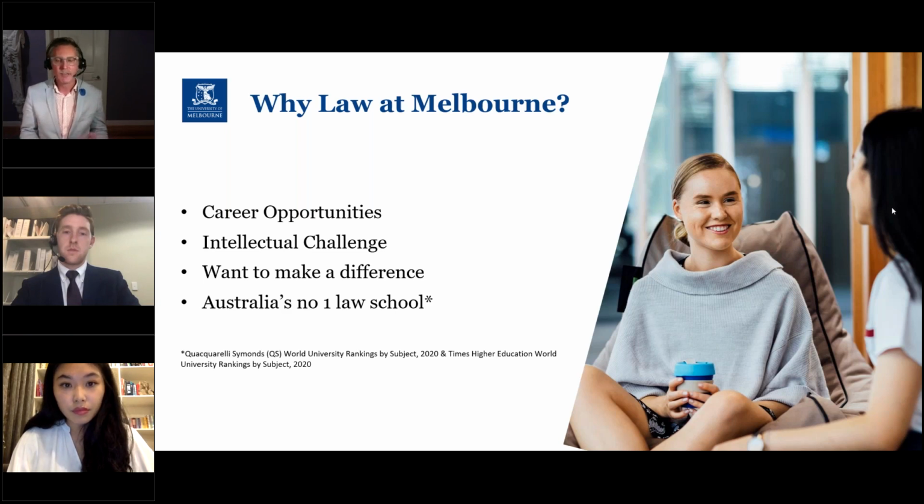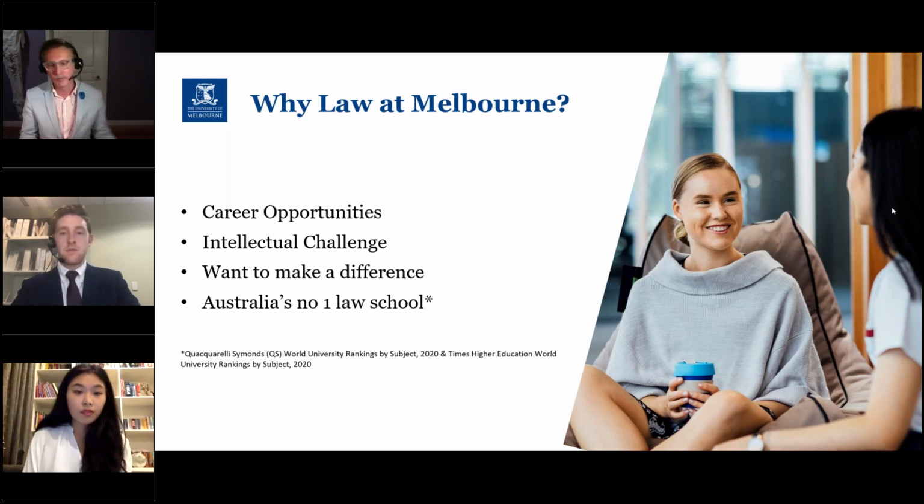The third reason why a lot of students come and do a JD is they want to make a difference. These are the students that want to build on their undergraduate skills, come across and do law, and then go out there and help others or help set up new policies and help other people and organisations.